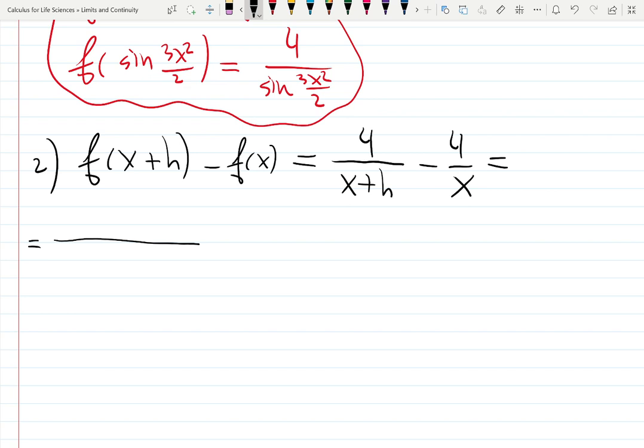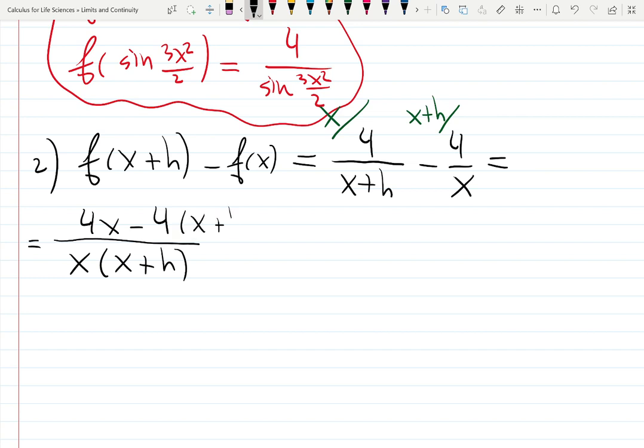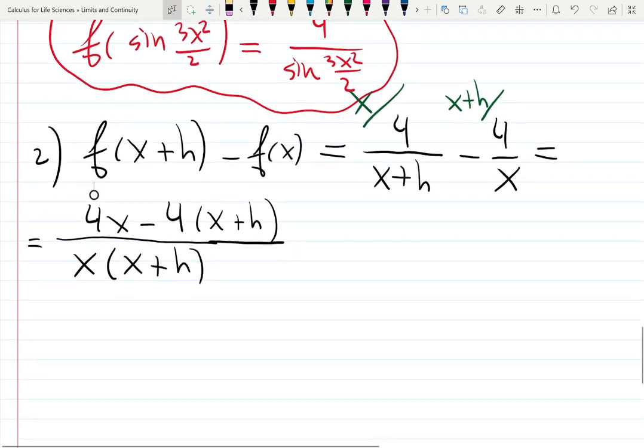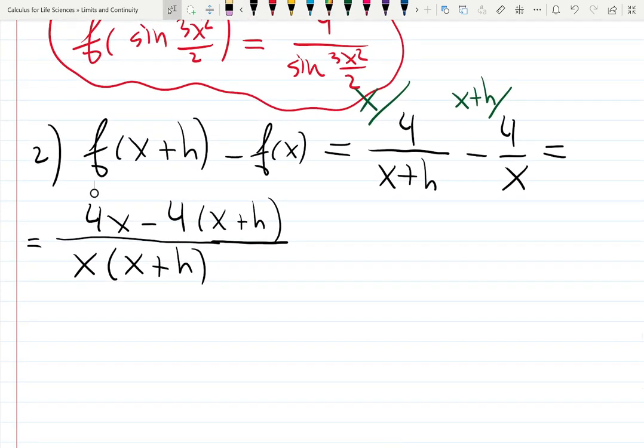So let's do that. Common denominator, x times x plus h. My notation, you don't have to follow it. I'm multiplying by x here, multiplying by x plus h here. Those are the missing factors of the common denominator. Then the first fraction will be 4 times x. And the next one will be minus 4 times x plus h. Don't lose the negative sign and don't lose parentheses. I will stop for a second. What do you think? Does it make sense?